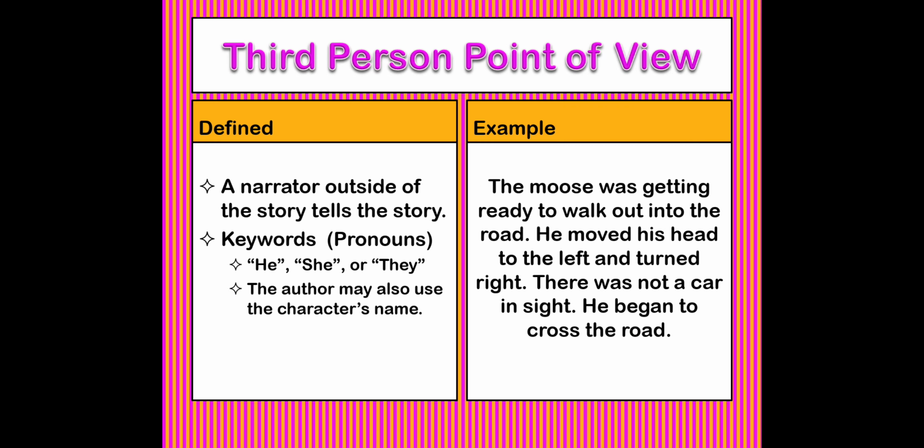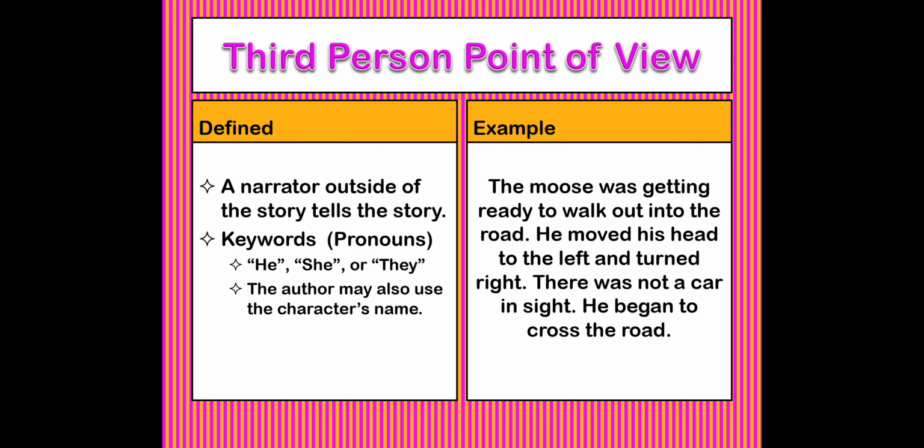Third person point of view. A narrator outside of the story tells the story. Keyword pronouns: he, she, or they. The author may also use the character's name. Example: The moose was getting ready to walk out into the road. He moved his head to the left and turned to the right. There was not a car in sight. He began to cut across.